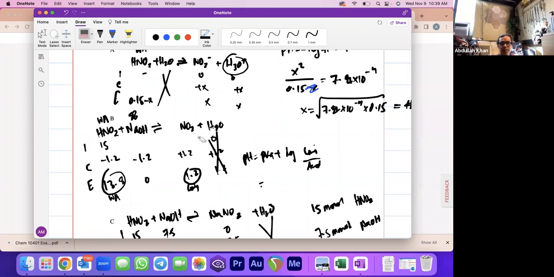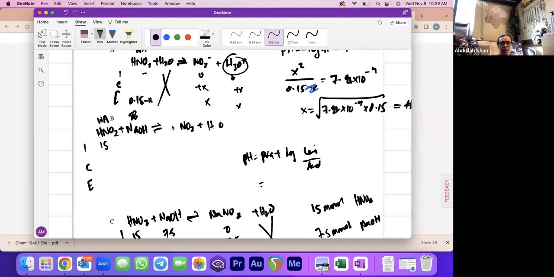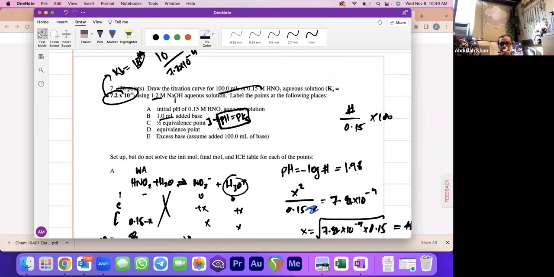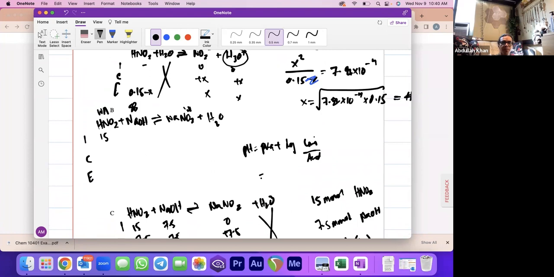So that's 15. And NO2 minus, NaNO2, water, H2O. Excess base. Assume 100 milliliters of base is added. Okay, 100 times 1.2 is 120. This time this is limiting, so minus 15, plus 15, zero. None of those weak species survives. 95 of the strong species survives and 15 of this survives.